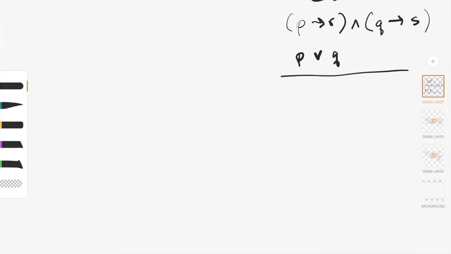This is called constructive dilemma, and it's abbreviated CD, constructive dilemma. So this one has more parts, and it's a little hard to get your head around. But let's have a look at the schema first. This is P implies R, and Q implies S. That's our first premise. The second premise is P or Q. And the conclusion of this inference rule is R or S.